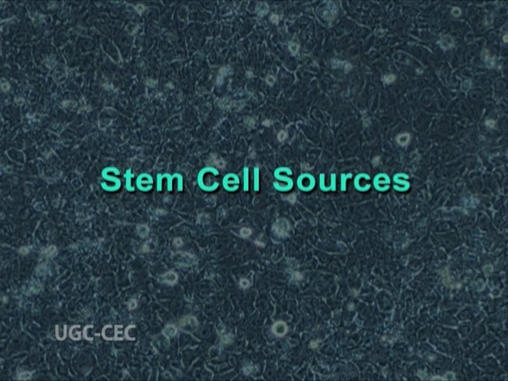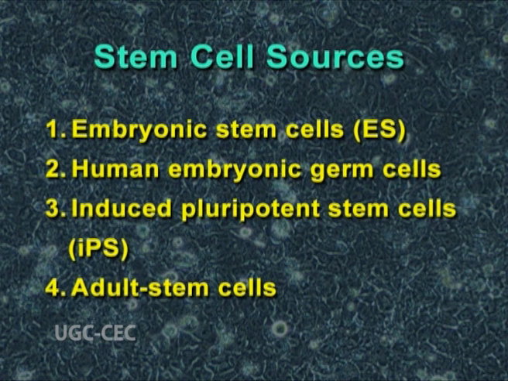Stem cell sources. There are various sources of stem cells such as embryonic stem cells, human embryonic germ cells, induced pluripotent stem cells, adult stem cells, cord blood.